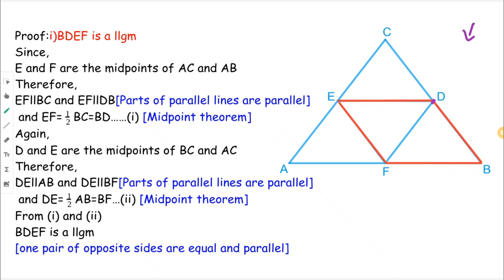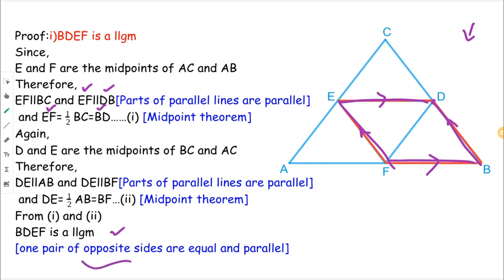All right, so we can see here DE is parallel to AB, and then DE is parallel to BF. Parts of parallel lines are parallel, and then DE is half times AB, but this half times AB we will take it to be equal to BF, right? Now if you compare these two, equation 1 and equation 2, can you see that EF is parallel to DB, and also EF equals BD? And from equation 2 we're getting that ED is parallel to BF, and also that ED is equal to BF, right?